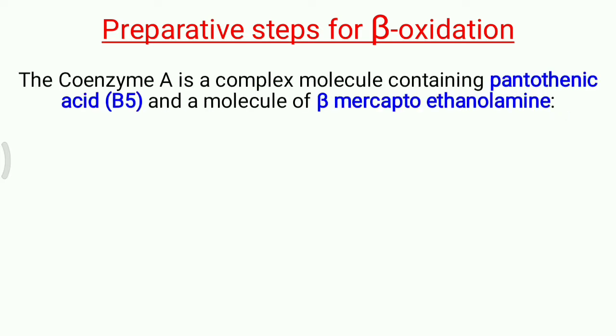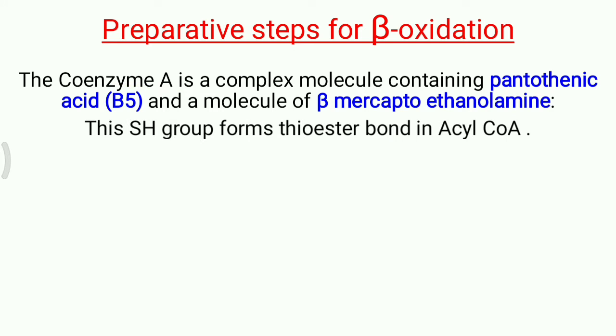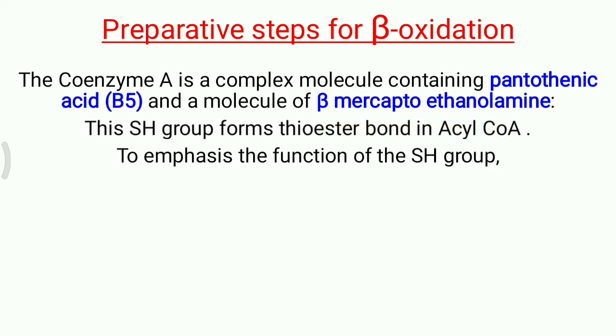Coenzyme A is a complex molecule containing pantothenic acid. It is made up of pantoic acid plus beta alanine, and pantothenic acid is vitamin B5, as well as the attachment of beta mercaptoethanolamine, all together making coenzyme A. The SH group over the coenzyme A makes the thioester bond in the acyl CoA molecule. Acyl is simply a word for fatty acid representation. Acyl means any fatty acid.